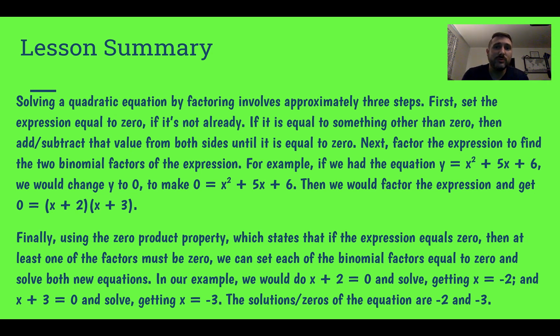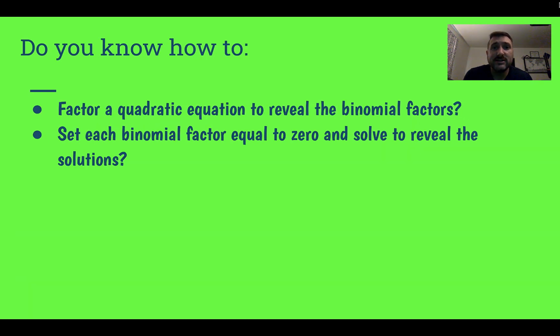And we can check those with Desmos by graphing and seeing if those are the places where our parabola crosses the x-axis. After this lesson, do you now know how to factor a quadratic equation to reveal the binomial factors? And do you know how to set each binomial factor equal to 0 and solve to reveal the solutions?